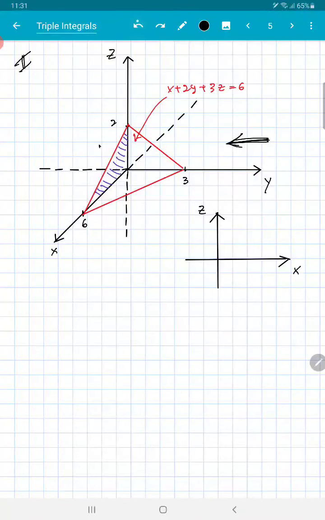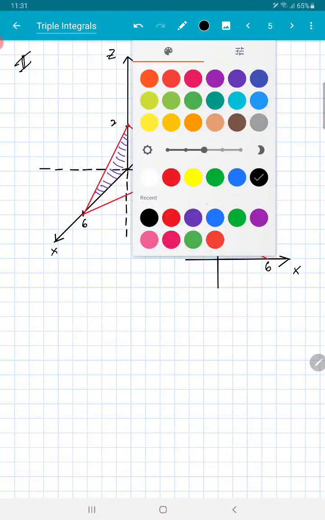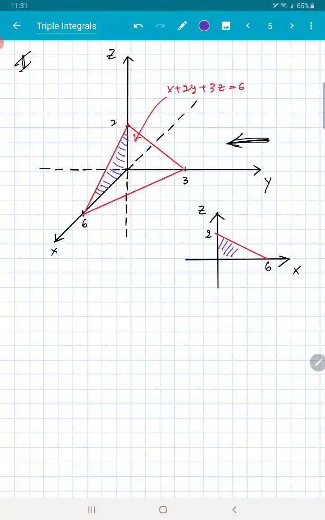So I'm going to draw that line in 2D. I'm going to draw it in red. Here we have 2 and 6. The one on the z axis here is 2, and here we have a 6, and this is our region R. So this is region R on the xz plane.